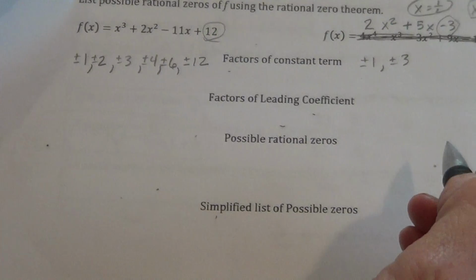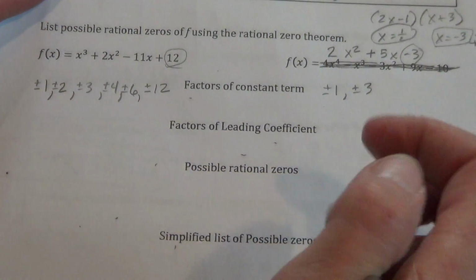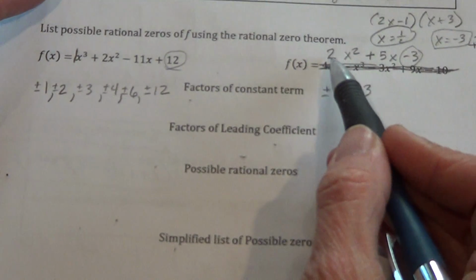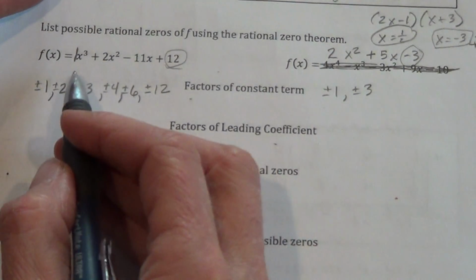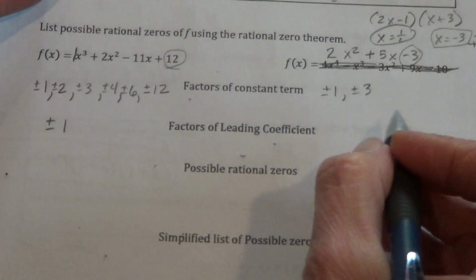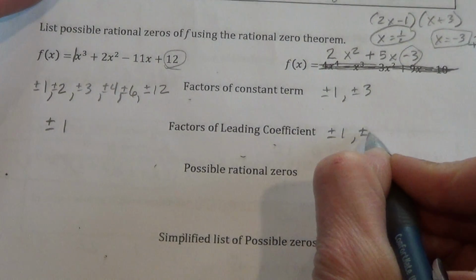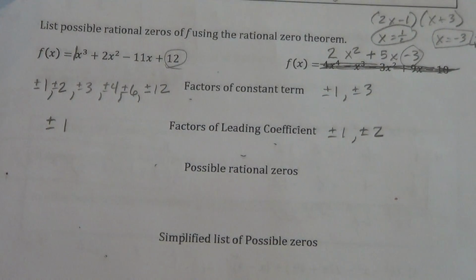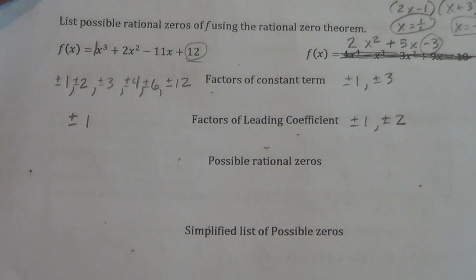Okay? Next, the factors of the leading coefficient. Well, leading coefficient here is 1. Leading coefficient here is 2. So over on this side, the factors for this one would just be plus or minus 1. For this one, it would be plus or minus 1 and plus or minus 2. Now we have to look at the possible rational zeros.